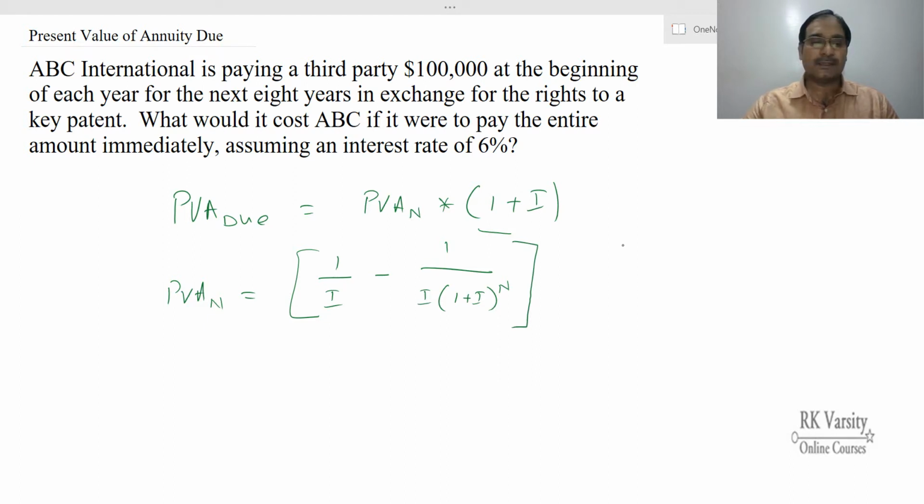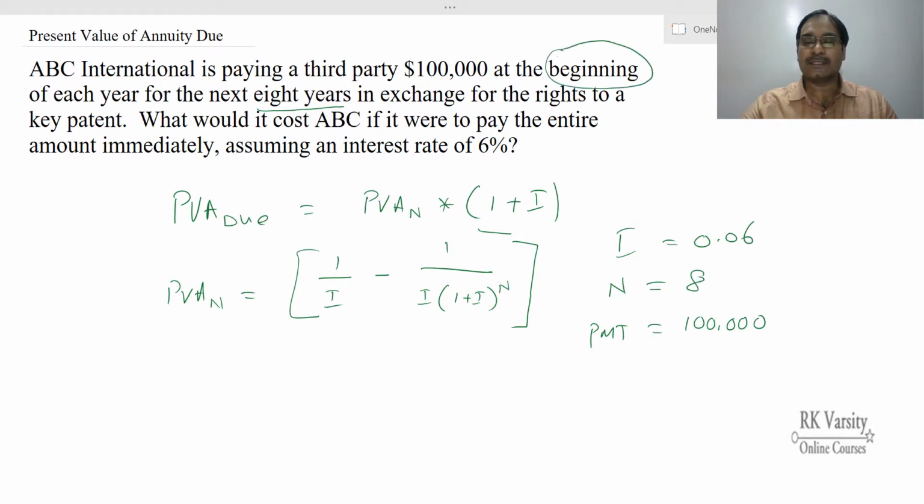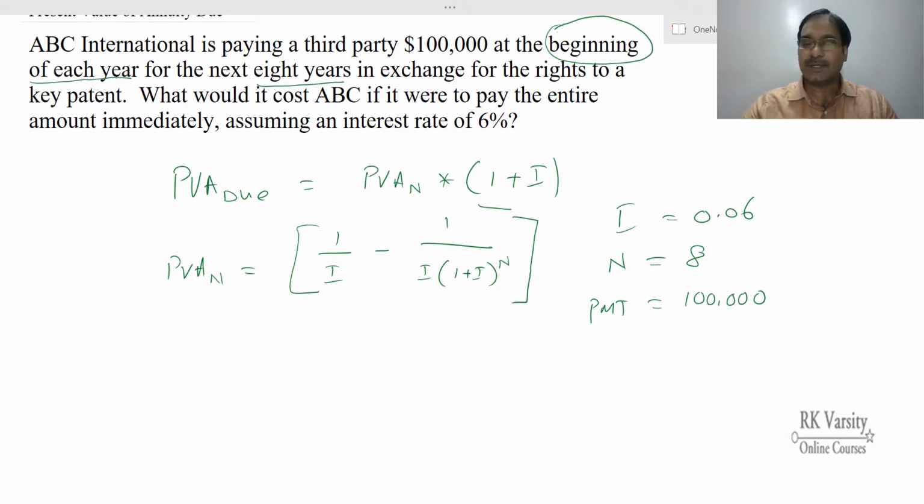In this case, our i, the rate of return or interest rate, is 6%, that is 0.06, and n is each year for 8 years, so n is 8, and the payment is 100,000, and the payment is made at the beginning of the period. As this is mentioned at the beginning of each year, this makes you calculate the annuity due.